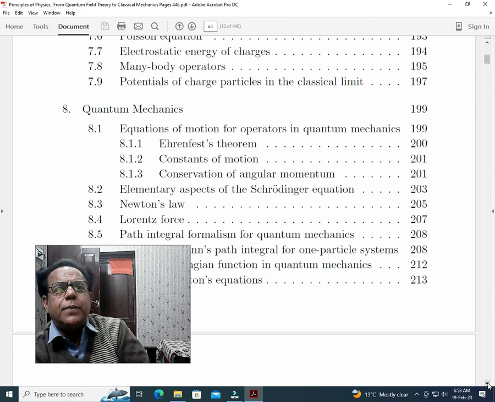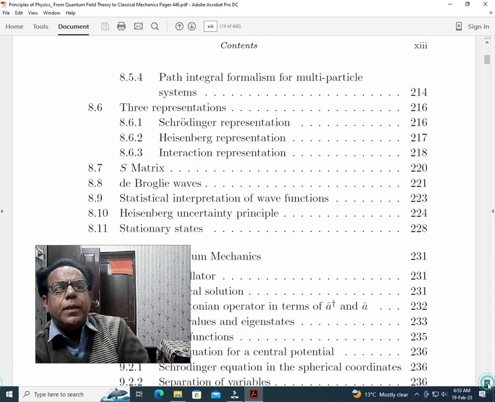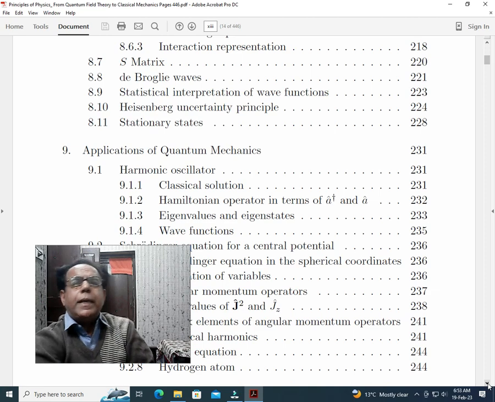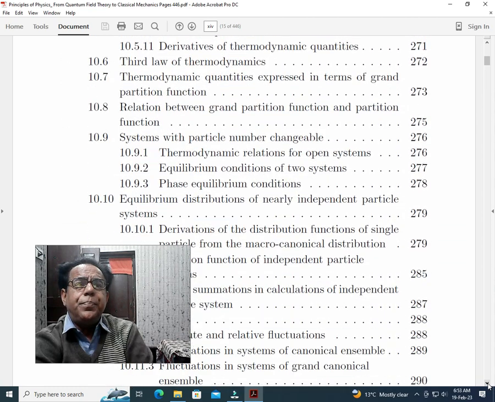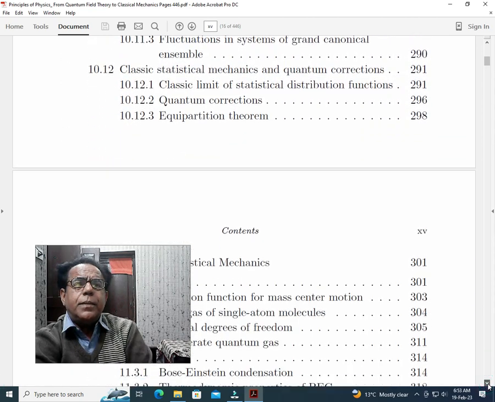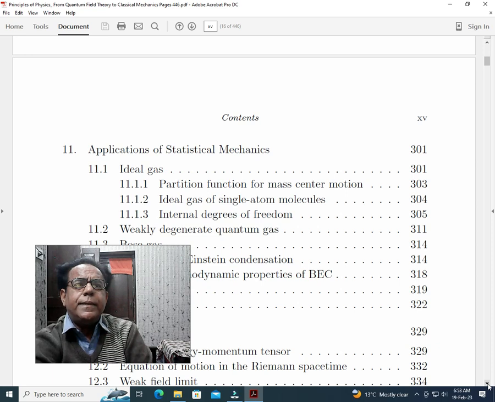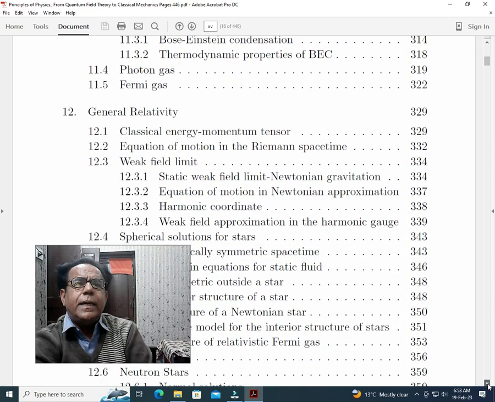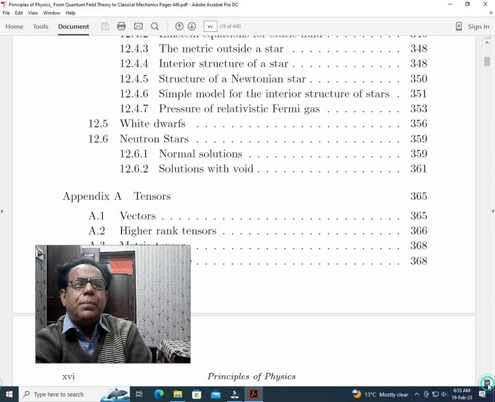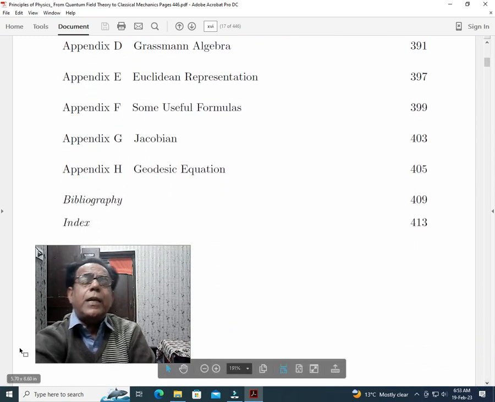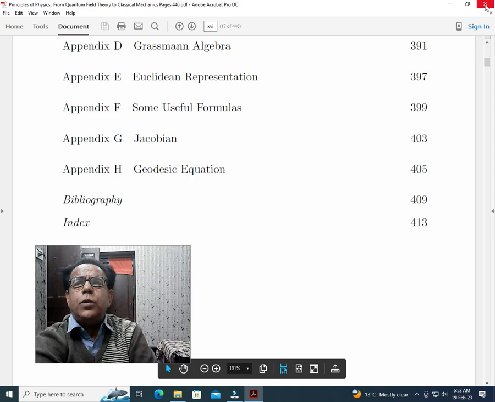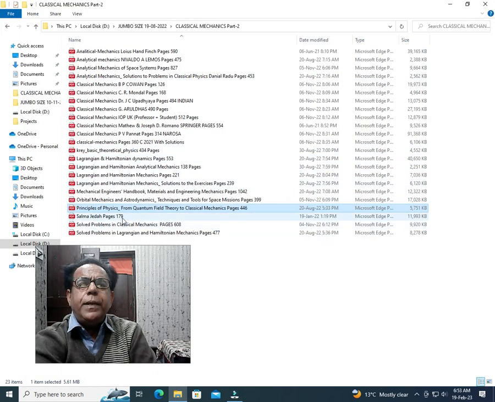Electromagnetic field, chapter number 7. Quantum mechanics, chapter number 8. Applications of quantum mechanics, chapter number 9. Statistical mechanics, chapter number 10. Applications of Statistical Mechanics, chapter number 11, General Relativity, chapter number 12, and then Appendix, and then Index. Index is given at page 413. Okay, now we open the next book, which is named Salma Jeddah.